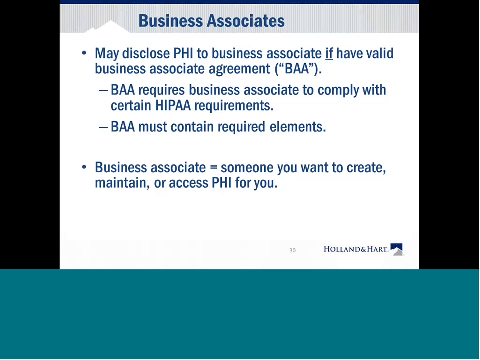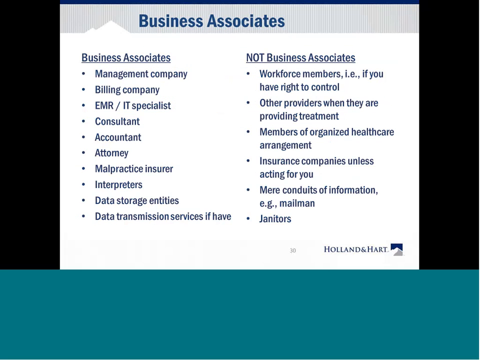Now, the key here is knowing who is a business associate. A business associate is someone that a covered entity wants to create, maintain, or access information on behalf of the covered entity. It's somebody you want to have your protected health information because they're doing something for you. So a business associate would be like maybe your management company, your outside billing company, maybe a consultant, maybe an accountant or an attorney, your malpractice insurer if they're going to get information about one of your patients, maybe interpreters if you're hiring an outside interpreter to come in and help you.